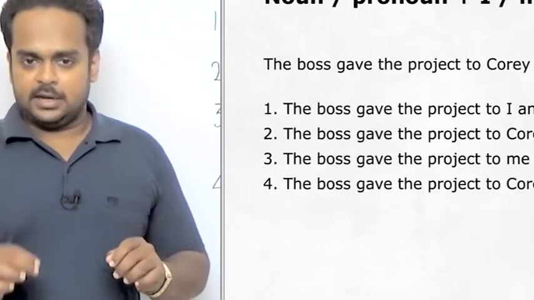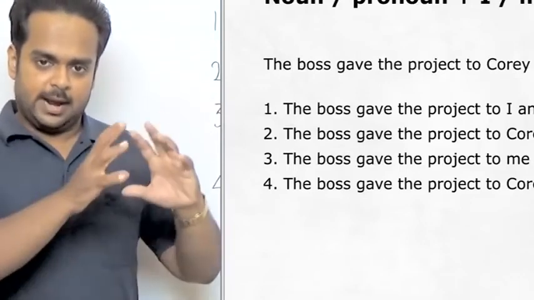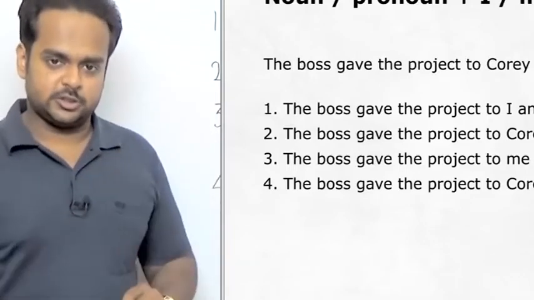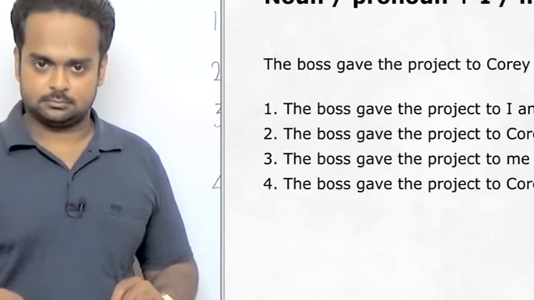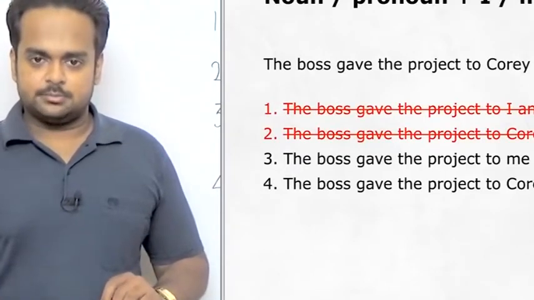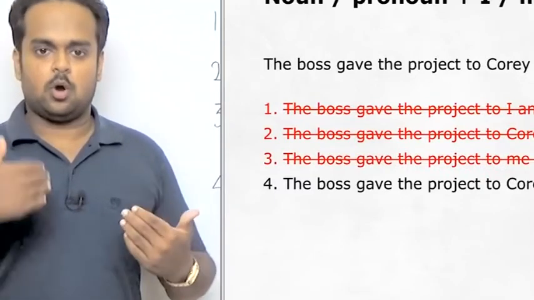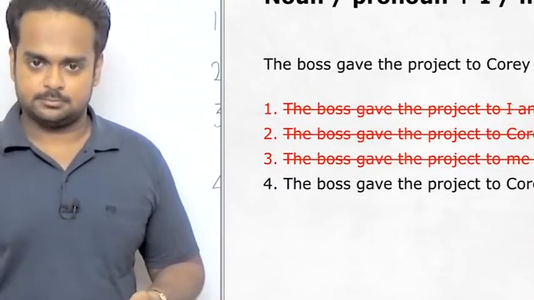Okay, here we want to use an object pronoun because the noun and pronoun are in the object position, so we need to use me. And once again, the right way to say it is the boss gave the project to Corey and me. We want to put the other person first.